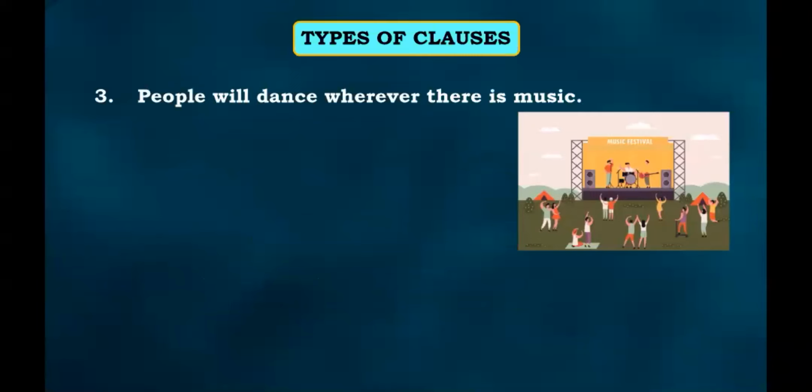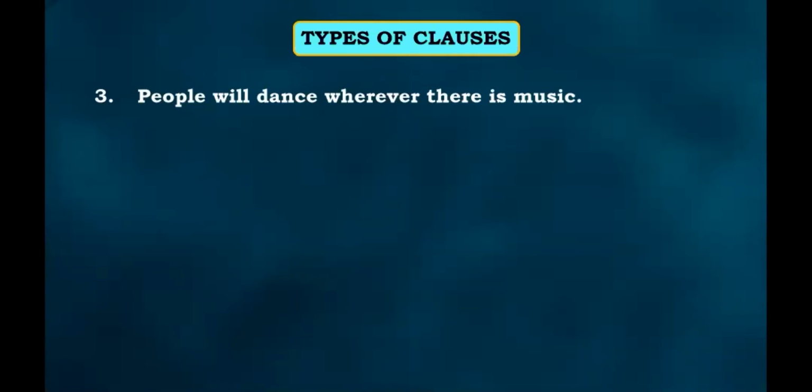Let's see the third one. People will dance wherever there is music. Pick out the two finite verbs. Very good. Will dance and is. Guys, the entire will dance will be the finite verb, and is. Very good. Please pick out the subordinator, step 2. Very good. Wherever is the subordinator. Very good.